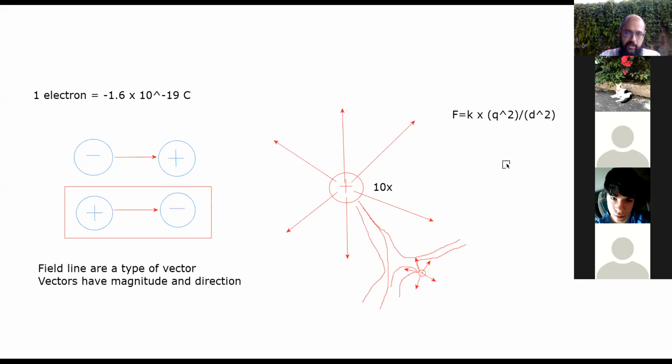Okay, then no. It is the basis for working out potential energy. Does anybody remember what the equation for potential energy was?